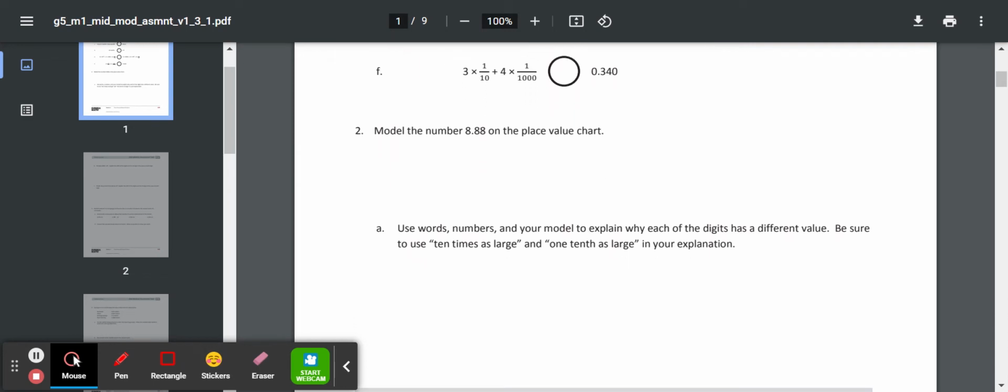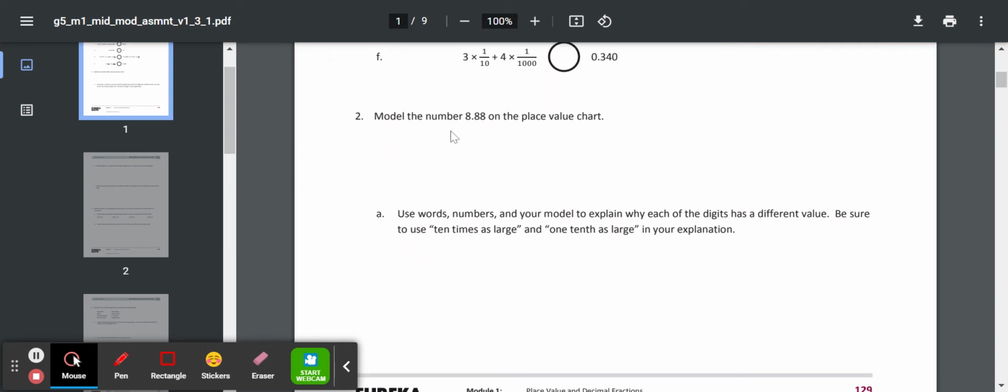Question 2 says model the number 8.88 on the place value chart. And you could draw that right here. A, use words, numbers, and your model to explain why each of the digits has a different value. Be sure to use the terms 10 times as large and 1/10 as large in your explanation. Pause to complete.